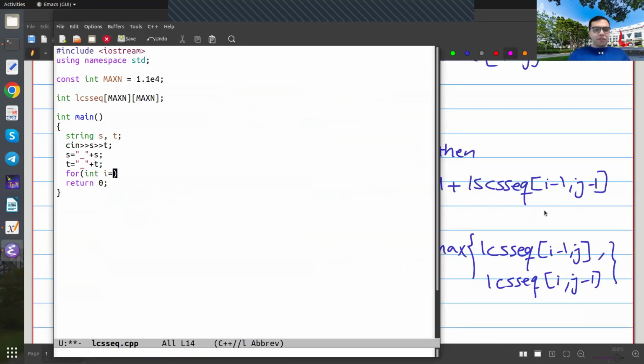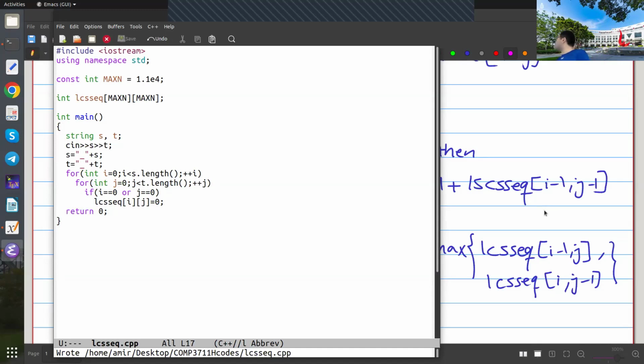So I'm going to say for every i from 0 to the length of S, and for every j from 0 to the length of T. Now, I say if i is 0 or j is 0, then LCS_sec of ij is 0. I mean, you don't need to write this part because it's automatically 0 at the beginning anyway. This is a global variable, but I'm doing it anyway.